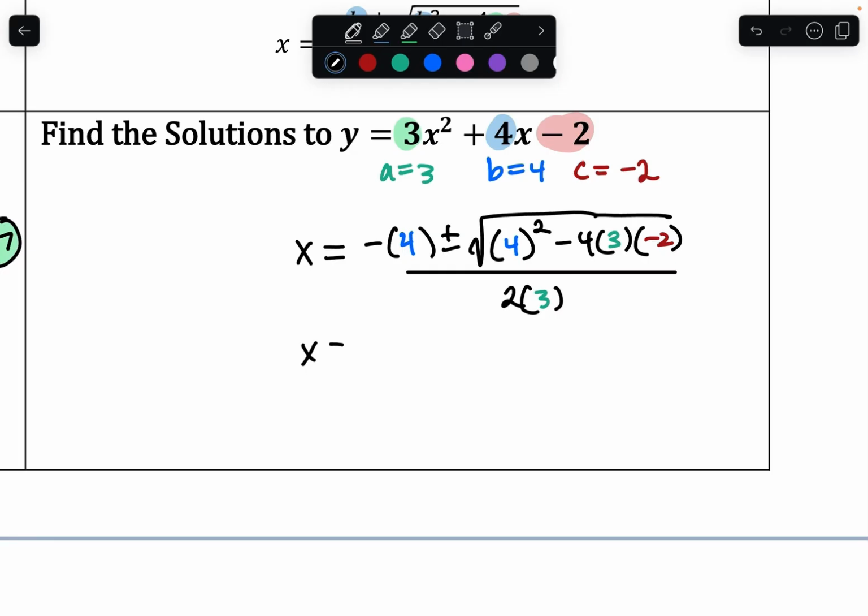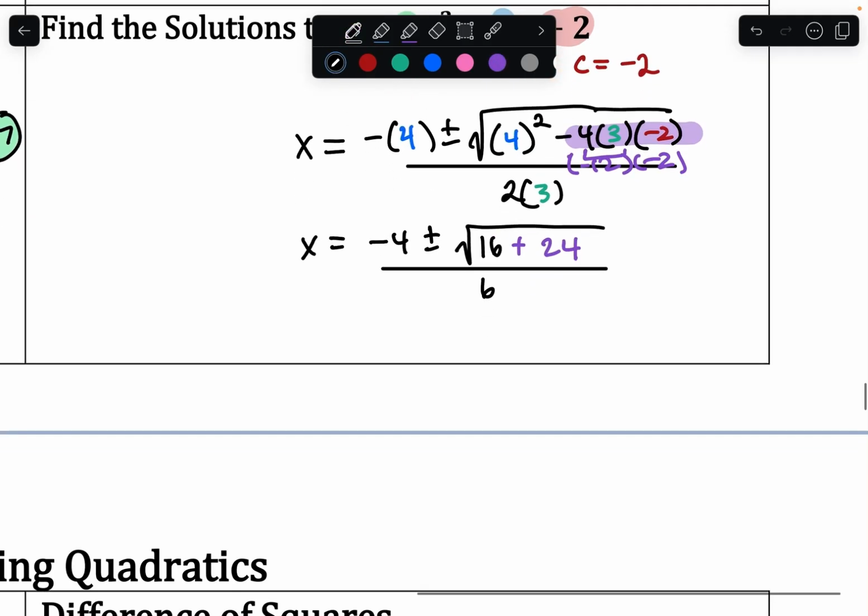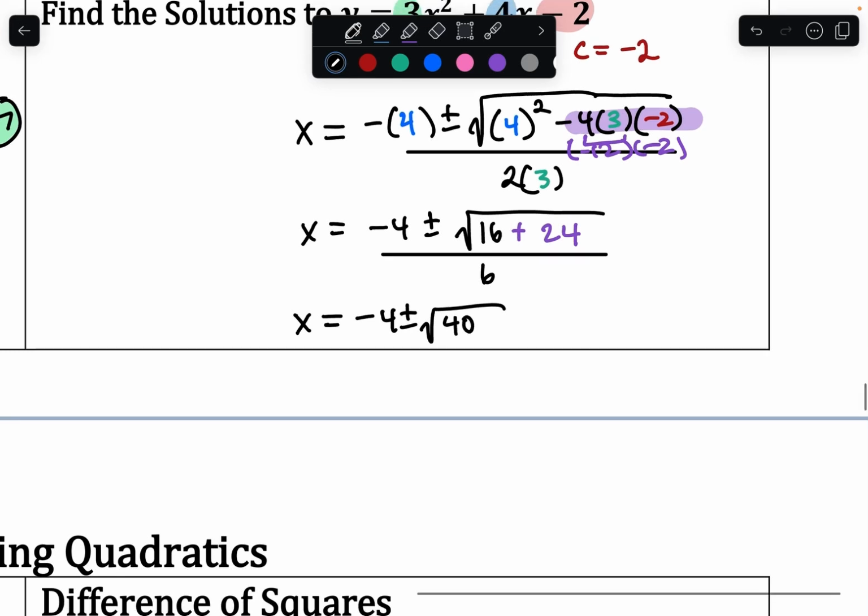And so that leaves me with a negative 4 plus or minus 4 squared is 16. And then looking at this expression here, we have negative 4 times 3, which is negative 12. And then negative 12 times negative 2 is positive 24. And then 2 times 3 is 6. Okay, so the radicand, 16 plus 24, gives us 40.